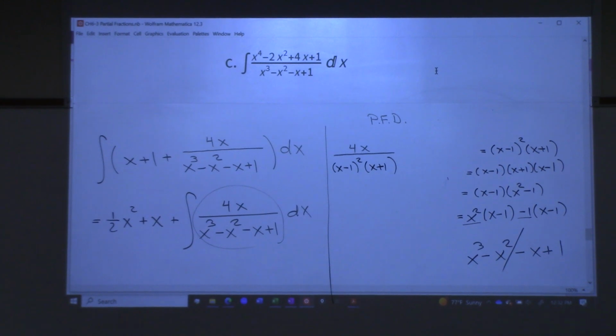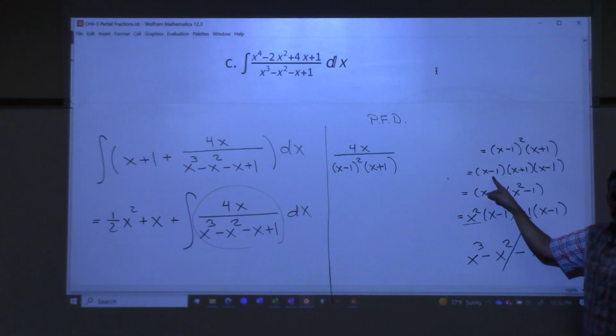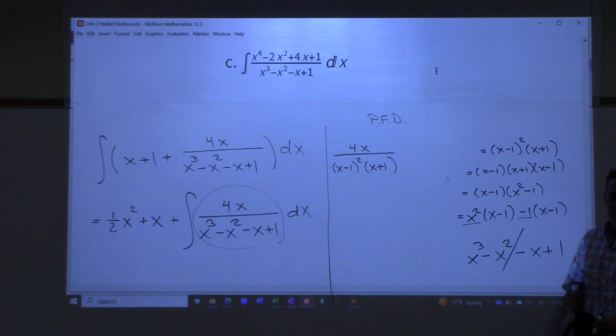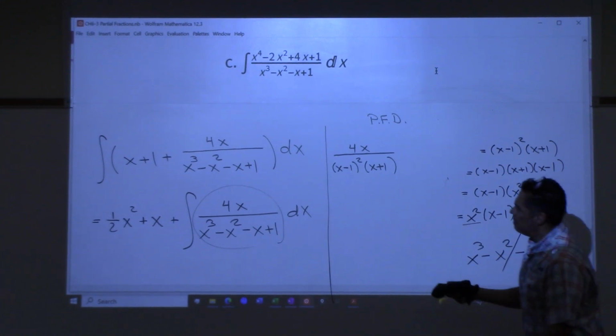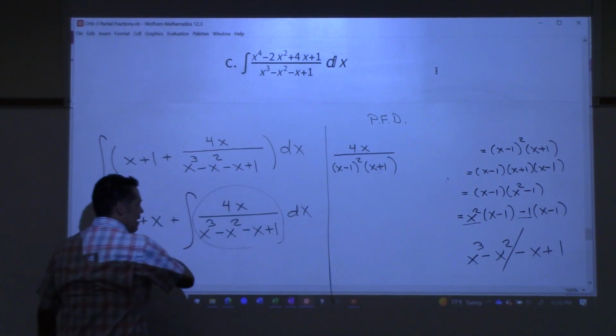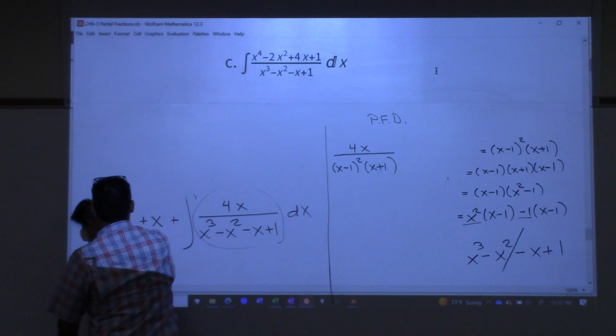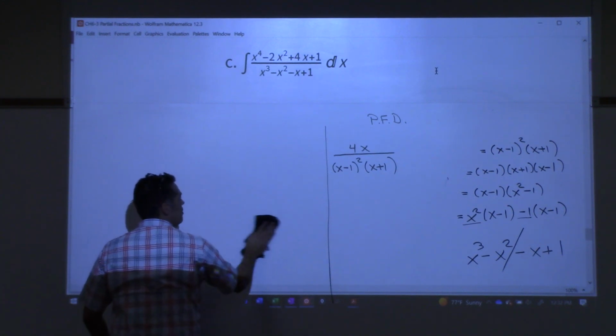Yes? Could you have just written it as the difference of squares, like factored out? Like this? Yeah. Well, yes, but you have to recognize that this is a repeated linear factor so that we can use the process for a repeated linear factor, right? Because there's a process to it. All right, so y'all are going to have to remember that I've got all this here somewhere, okay? So I'm going to continue now.